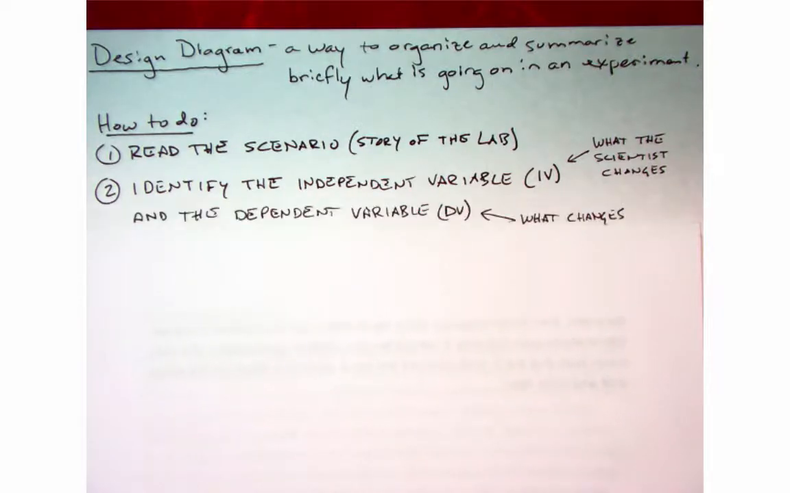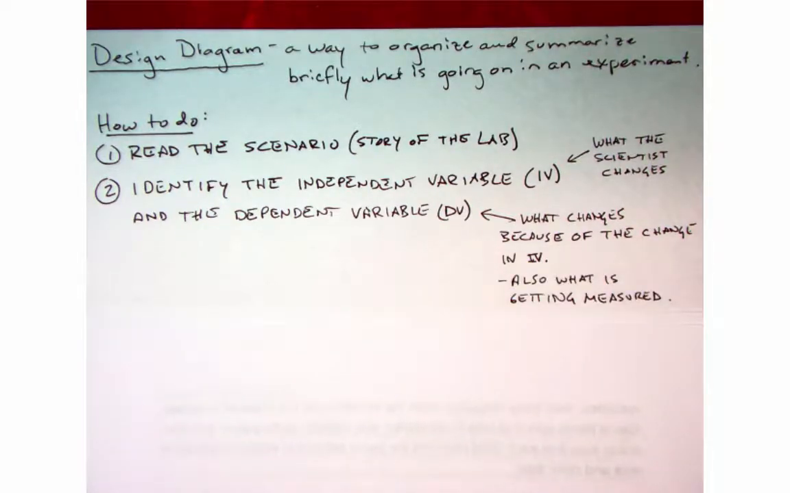We also want to identify the dependent variable. This is what changes because of what the scientist changes. It is also the thing that is getting measured. So if you are measuring something in an experiment, that is the dependent variable.